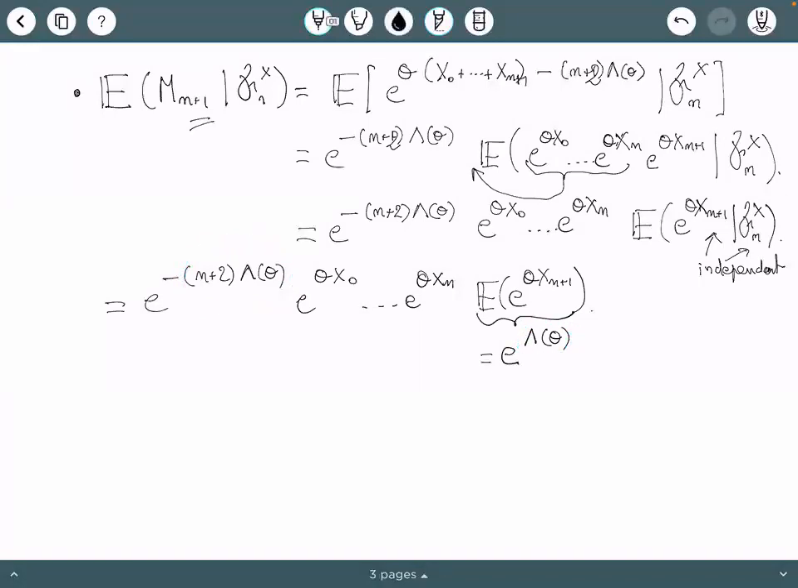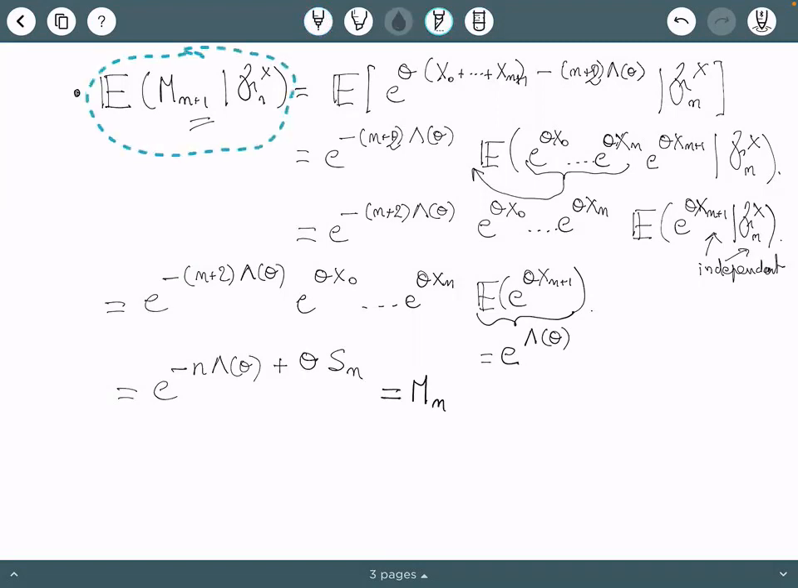And so you see there is some simplification here. At the end, what I get is exponential minus n lambda theta, and I can rewrite this as exponential theta (X_0 + X_1 + X_2 + ... + X_n), which is exactly the definition of M_n. So I proved that in this case the expectation of M_{n+1} given F_n^X is equal to M_n. So it is a martingale.